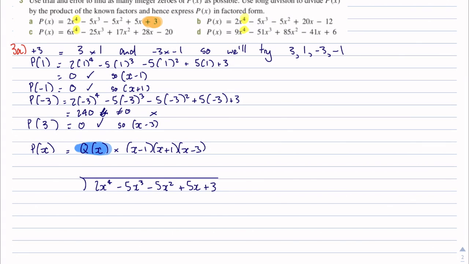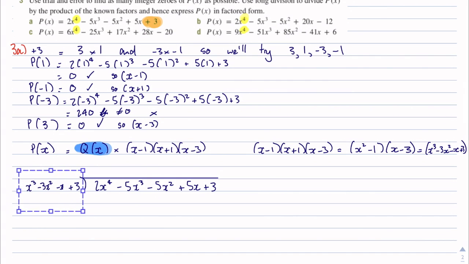So this thing equals x squared, take x plus x, take 1, times x take 3, which is x cubed, take 3x squared, take x plus 3. So we're going to divide by that: x cubed, take 3x squared, take x plus 3. We're going to divide by this thing.